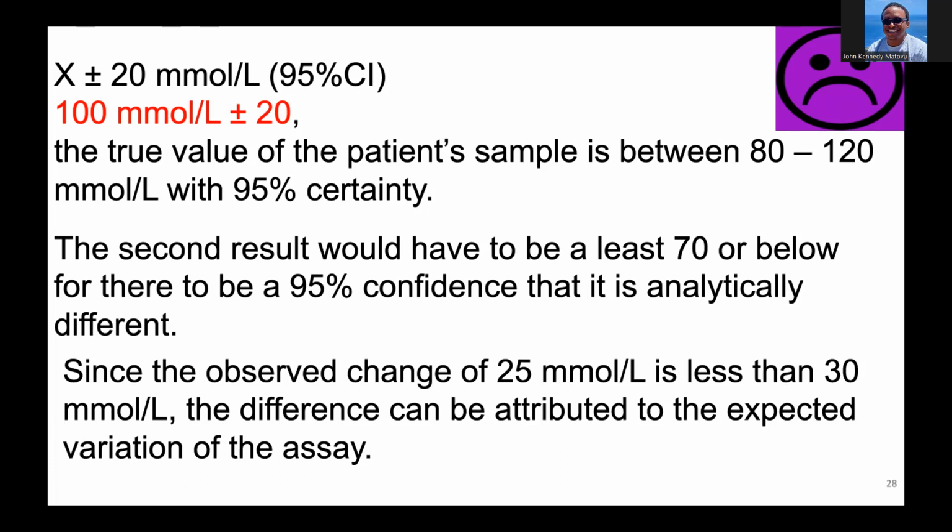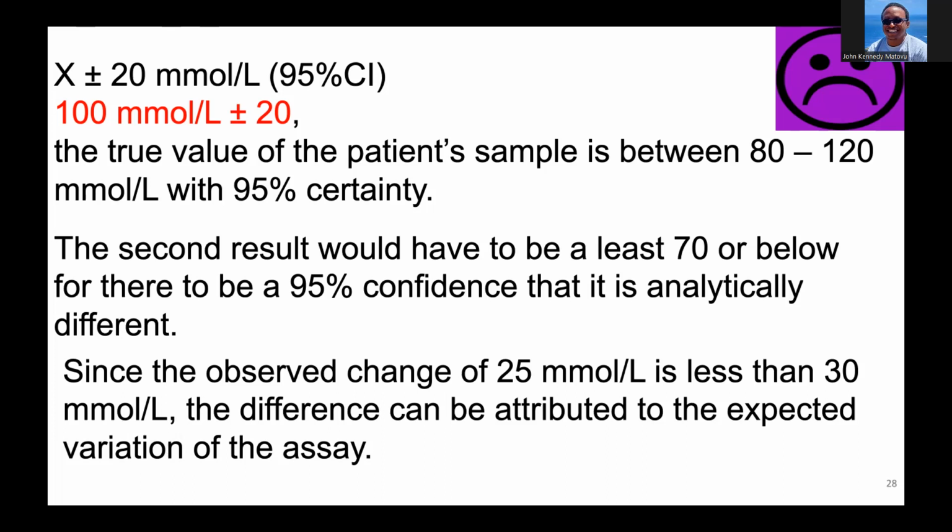If you take away, and the value that we got is 75. So that 75 is sitting above the 70. How do we get to the 70? Why are we saying that the second result will have to be at least 70? Because what is your standard deviation? Your standard deviation is 10. So if you take away 10 from the 80, look at the interval limit, plus or minus that 20 is 80 to 120. So if you take away that 10, you're left with 70.